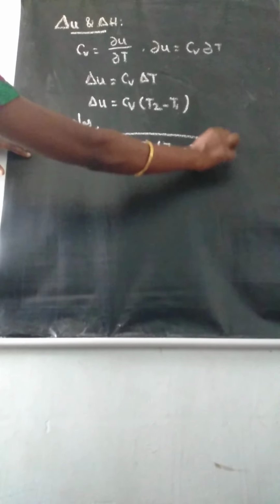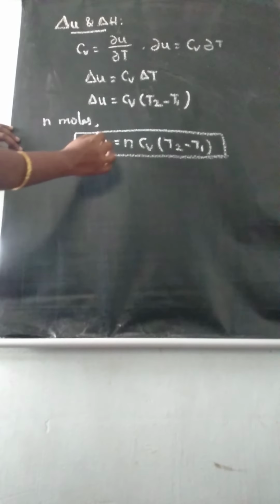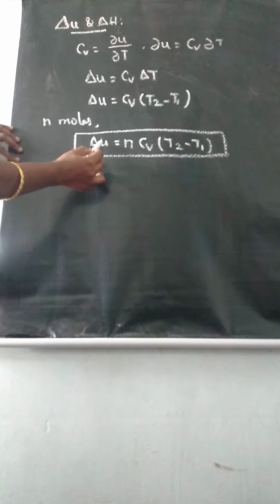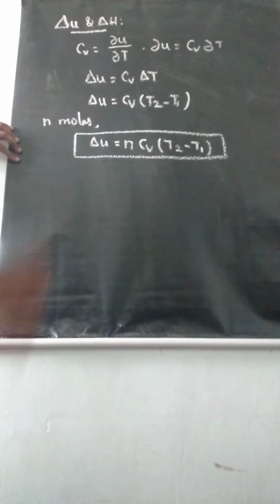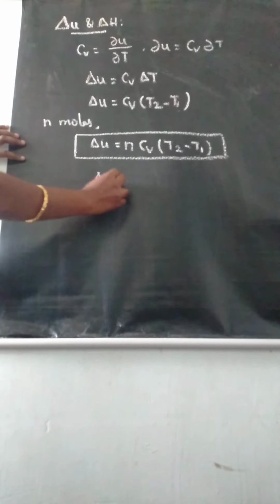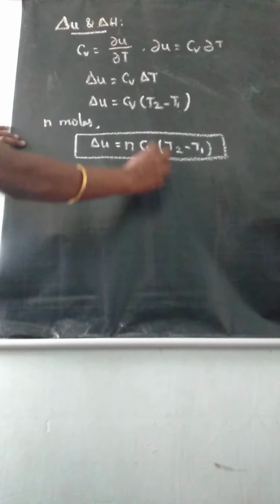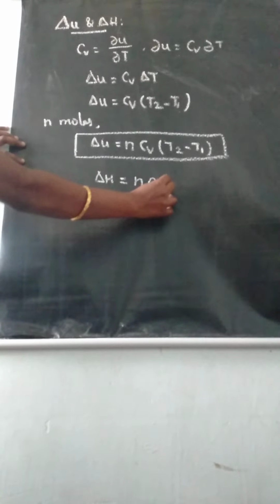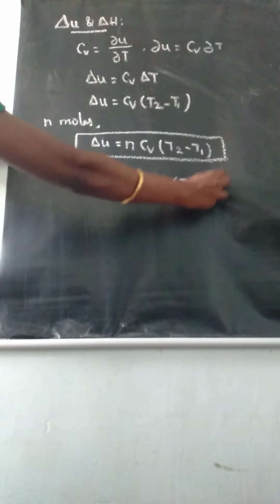So by using the heat capacity at constant volume and constant pressure equation, how can we calculate delta U? Tell the formula. Delta U is equal to n into Cv into (T2 minus T1). The same way you can calculate delta H also. You can directly write the delta H formula. Delta H is equal to n into, instead of Cv you write Cp, n into Cp into (T2 minus T1). Understand?